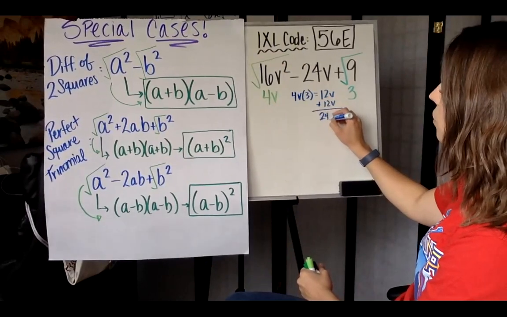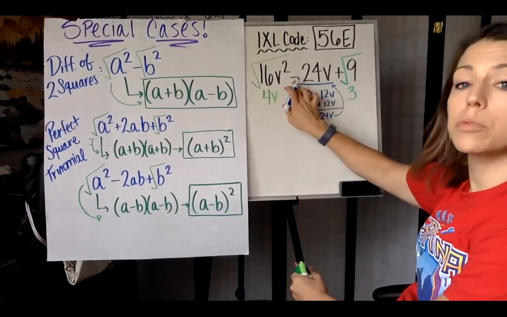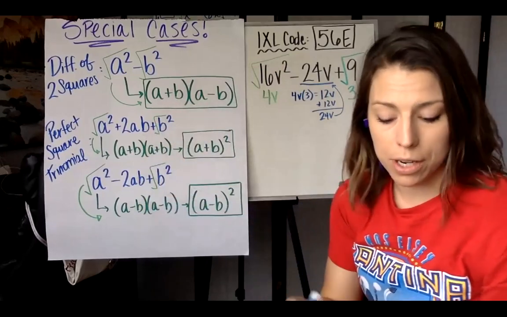That's 24v. And look at that. That is the middle term. Even though it's subtraction, remember, we can deal with that later on. So this is a perfect square trinomial.